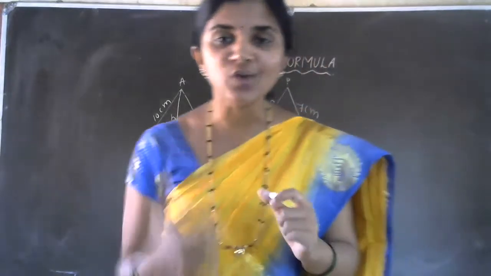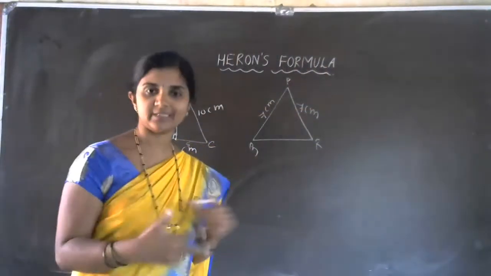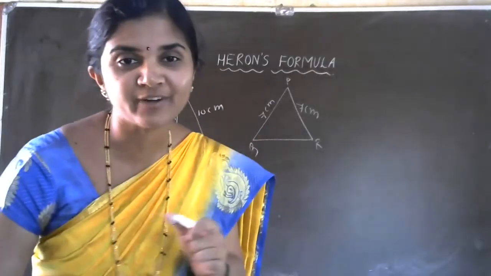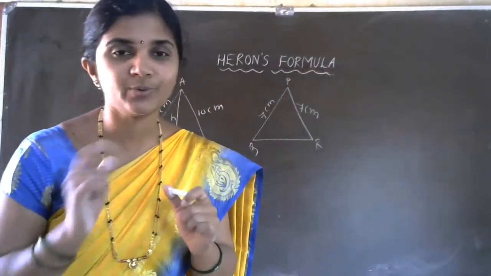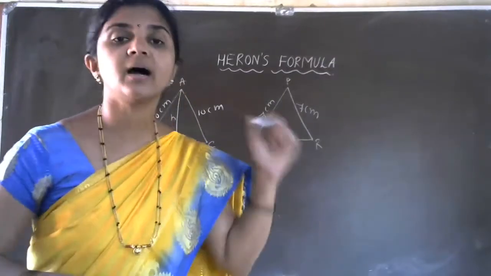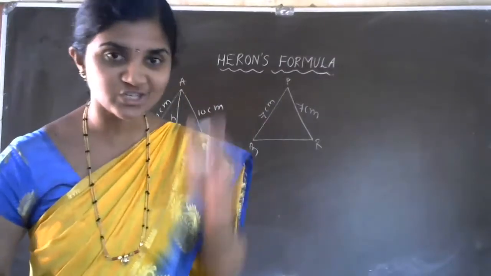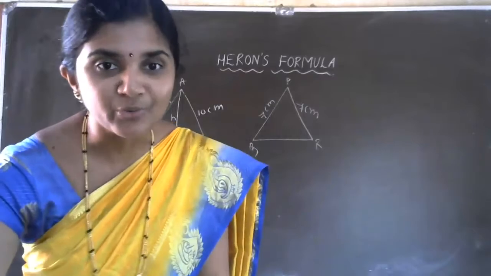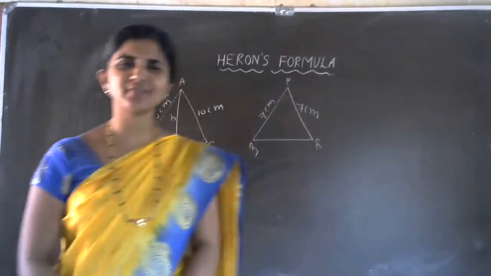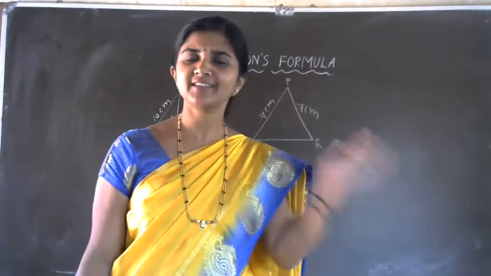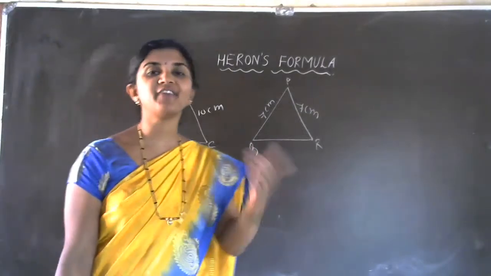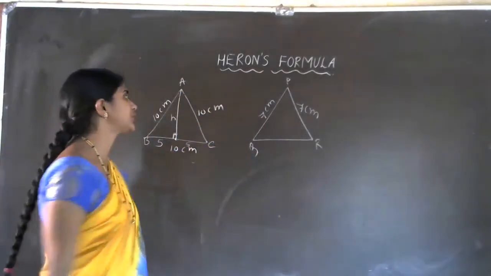Can we again use half into base into height to find the area of this type of triangle? Height is necessary to use the formula. Can we find the height of an isosceles triangle? The question for you: just think and give the answer first. Students, did you get the answer? In this case also, like the equilateral triangle case, we can find the height. How can we find the height actually?